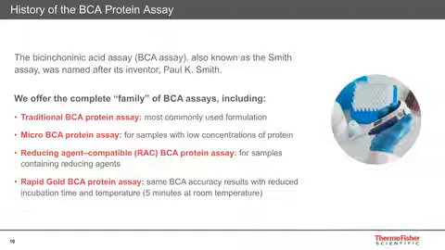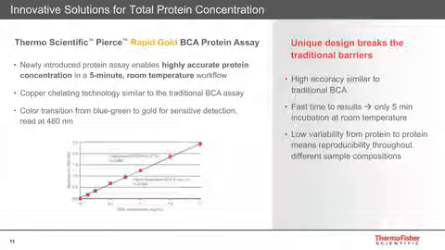And now we have a new BCA product called the Rapid Gold BCA, which gives the same sample accuracy as the BCA in 1/6 the time with no heating. Instead of waiting for 30 minutes at 37 degrees C, similar results to BCA can be obtained with this new product in 5 minutes at room temperature.